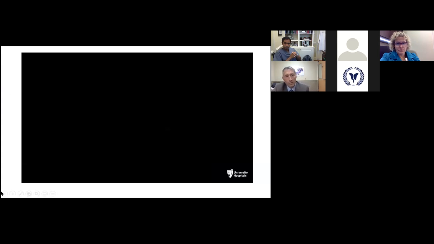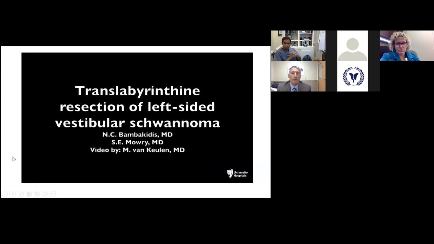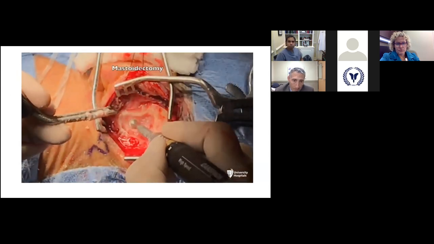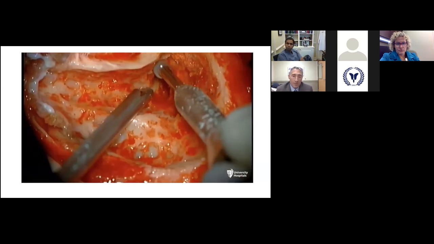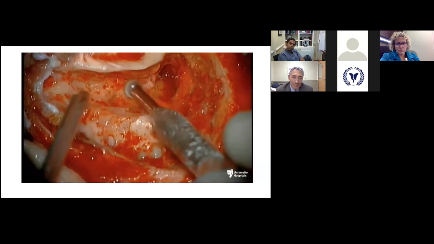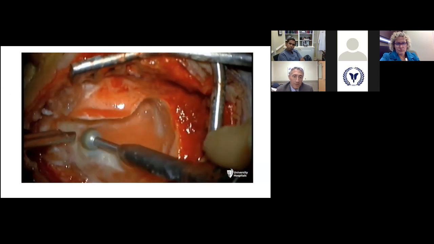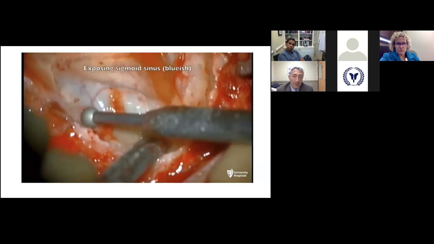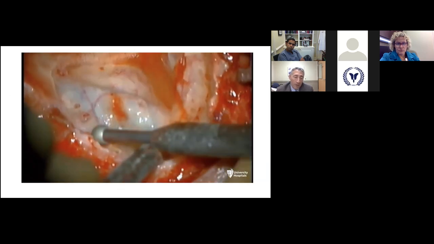Yeah, I think those are really good points. We tend to do quite a few translabyrinthine resections. I think, as you mentioned earlier, the team that you have assembled really helps dictate your choice of surgical approaches in many cases where there's equipoise. And I think you're also guided by the anatomy and so forth.